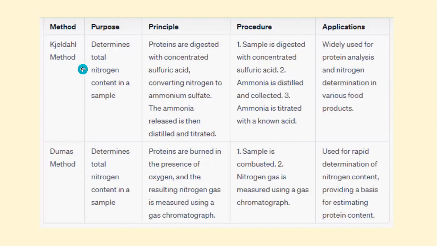Now, here you're not determining how much protein is there, but how much nitrogen content is there. Okay. Here, the samples are digested with concentrated sulfuric acid. When you digest the sample, it converts the nitrogen to ammonium sulfate, and the ammonia is released, distilled and titrated. Okay. From the amount of nitrogen present, you can calculate the protein present in it, because the amount of nitrogen in any food material is very directly related to the protein content.